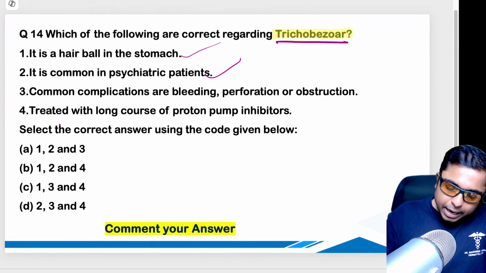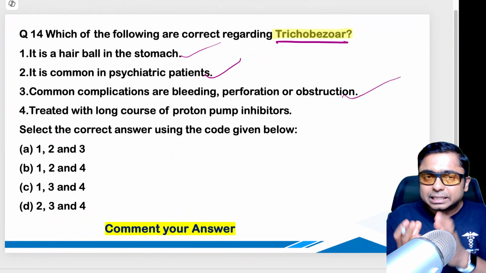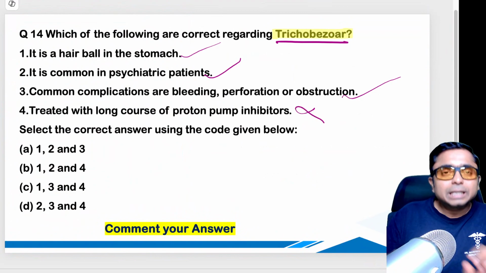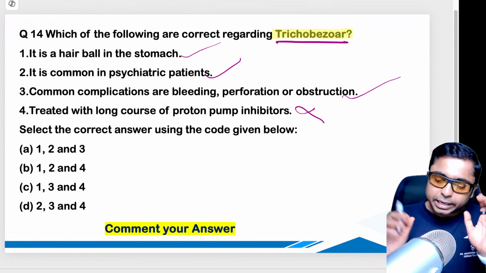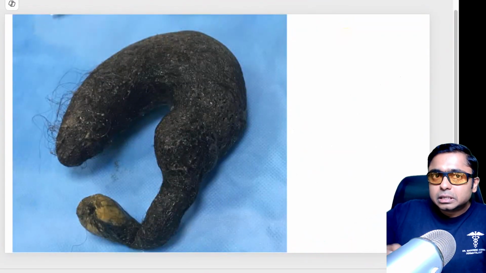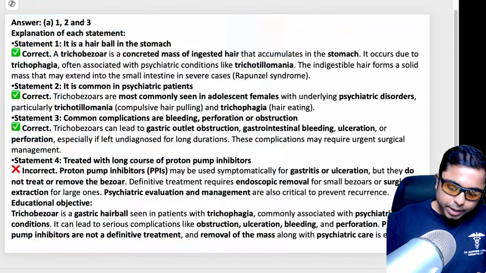Okay. And what is the other statement? Common complications are bleeding, perforation, or obstruction, possible because of this ball of hair. Treated with a long course of proton pump inhibitors, that is not going to be sufficient in this condition. So option A, 1, 2 and 3 are the correct statements. So this is the trichobezoar which you are able to see, very gross, okay, a ball of hair.